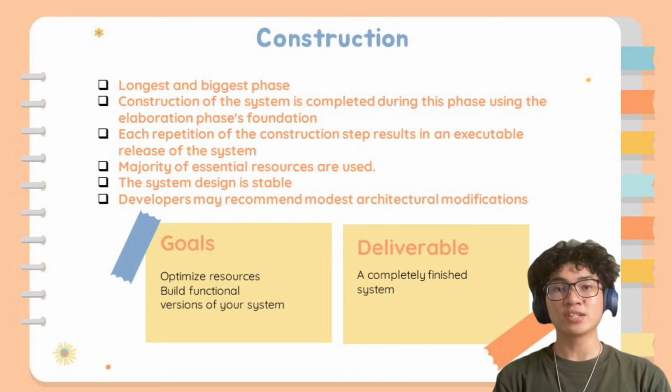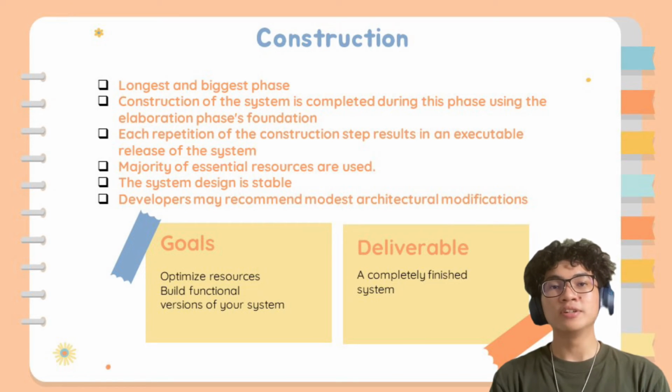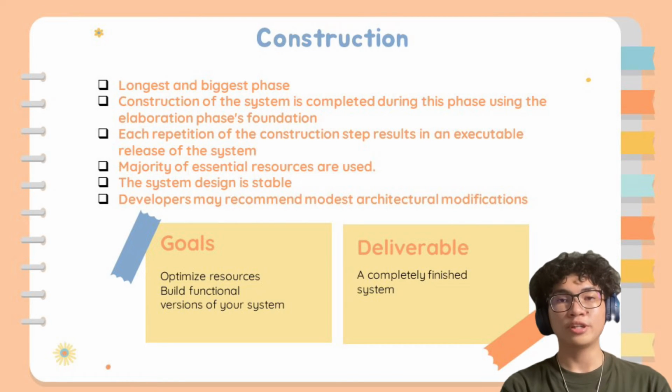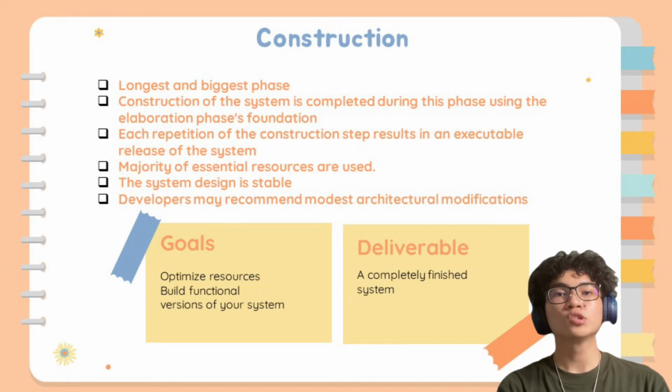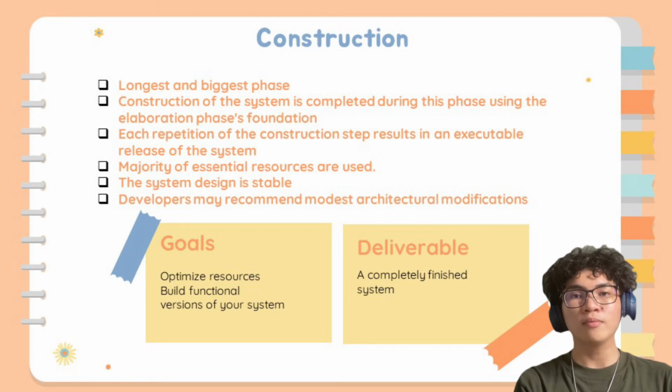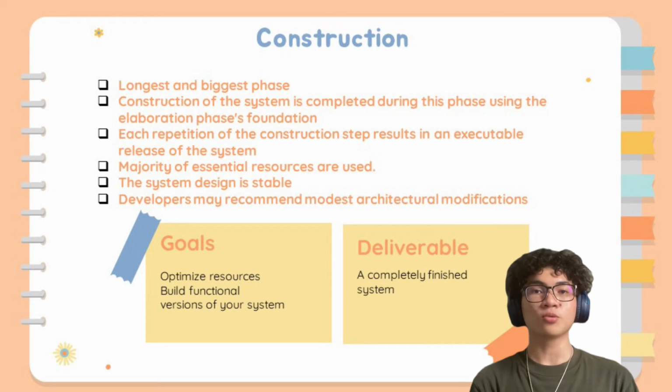Each iteration of the construction stage results in a system executable release. According to Jacobson, the architectural baseline evolved into a full-fledged system. The vision is transformed into a product that is ready for transmission to the user community. The majority of the key resources are being utilized in this phase.